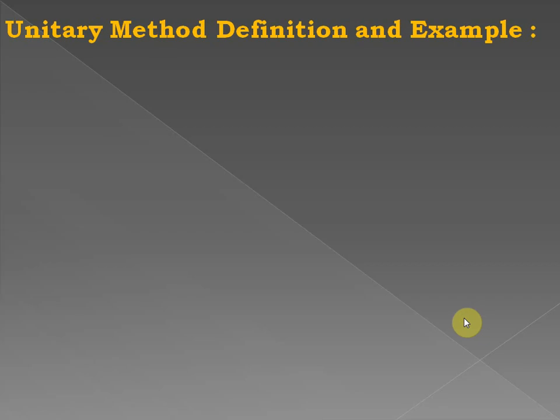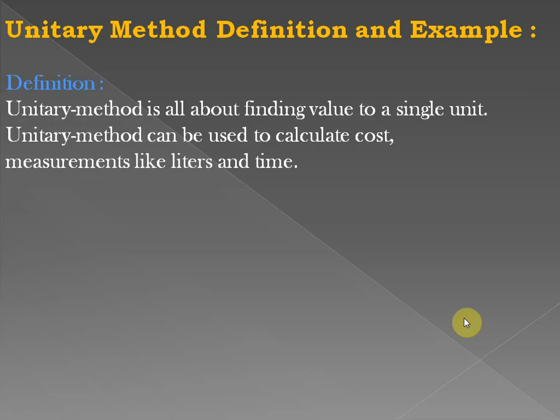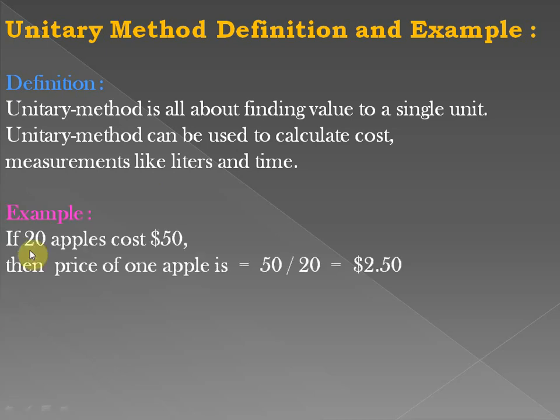The next one is the unitary method definition and an example. The definition is that the unitary method is all about finding the value of a single unit. The unitary method can be used to calculate cost, measurements like liters, and time. Any kind of measurement or value which you have to find, you can use the method called the unitary method. For example, if 20 apples cost $50, then the price for one apple is simply 50 divided by 20.